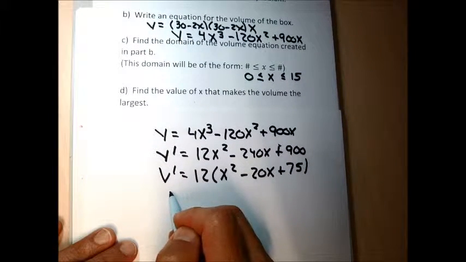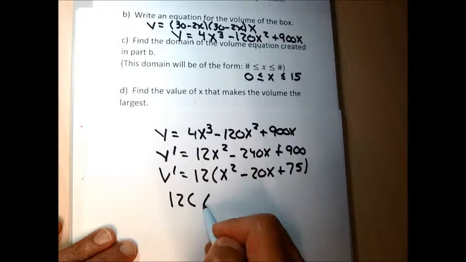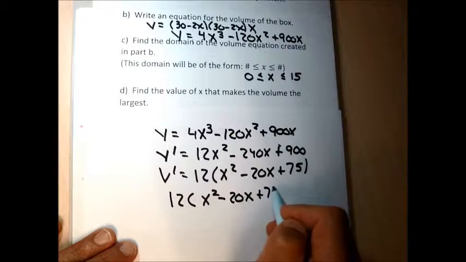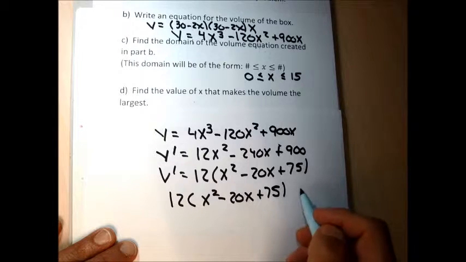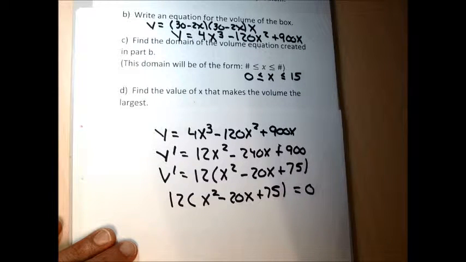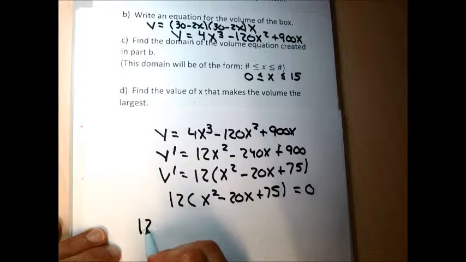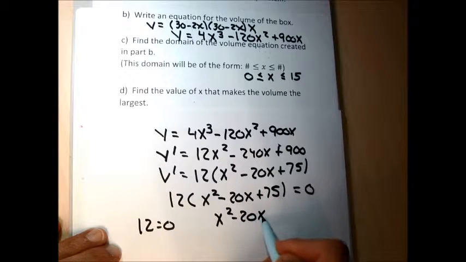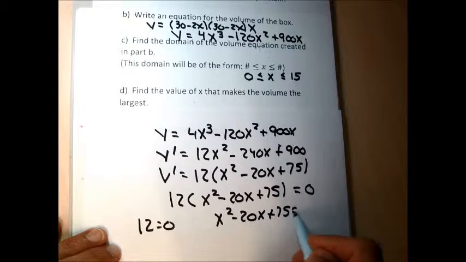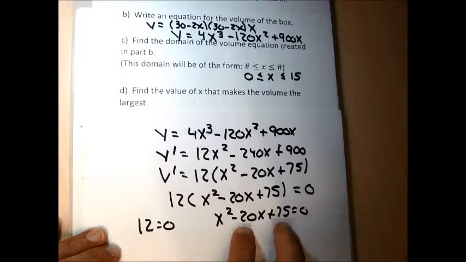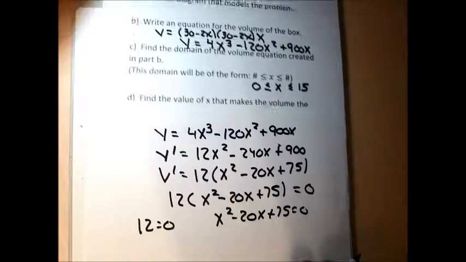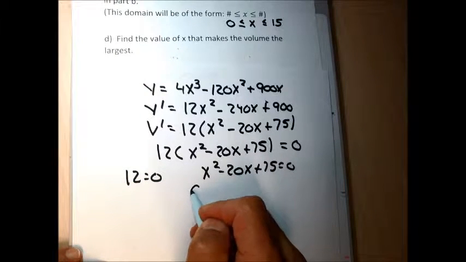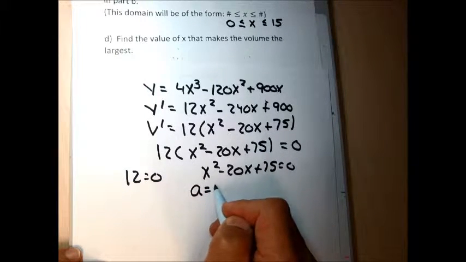I can factor that, but I'm going to pretend that I couldn't factor that because it does factor. I'm going to set my derivative equal to 0, so 12 times x squared minus 20x plus 75 equals 0. That gives me x squared minus 20x plus 75 equals 0. This factors, but I'll pretend you can't because it's a little tricky. If you have a quadratic equation equal to 0, you can use the quadratic formula if you can't factor it.